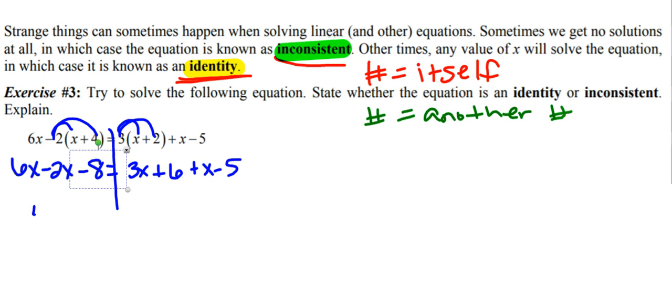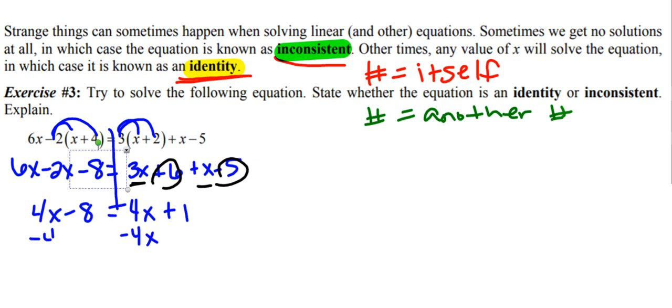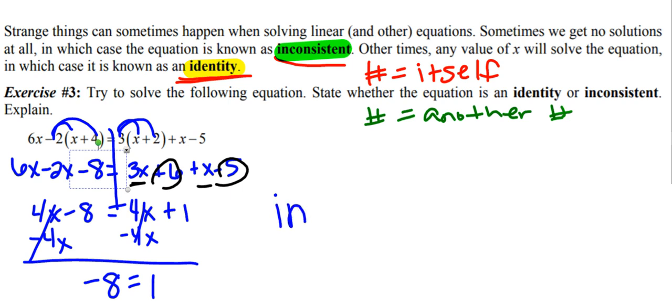Now I'm going to combine like terms. So I have 4x minus 8 equals 4x plus 1. I just took the 3x plus x, gives me 4x, and the 6 minus 5, which gives me 1. Next, I'm going to subtract the 4x from each side. So that cancels out both sides. So then I have negative 8 equals 1. Does negative 8 equal 1? Absolutely not. So the answer is inconsistent.